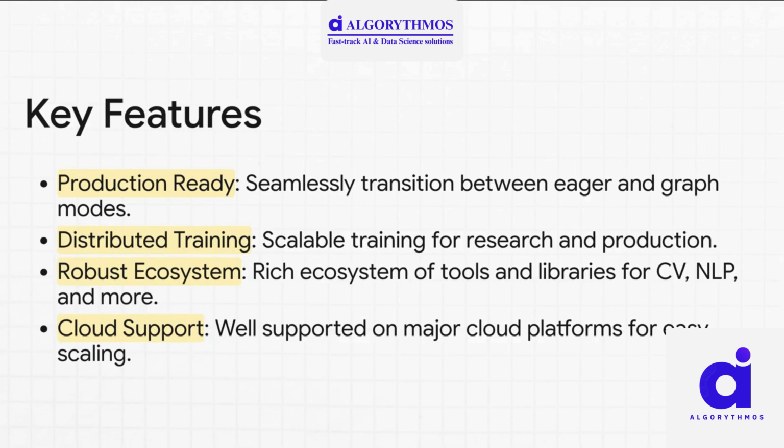And that's what makes it so versatile. You can tinker around in what's called eager mode for research, which is super flexible. But then, when you're ready, you can switch to graph mode with something called TorchScript to make it run blazing fast in production. It's also built for massive scale, so you can train on enormous data sets across tons of machines. And, of course, it plays nice with all the big cloud providers, so scaling up is a piece of cake.